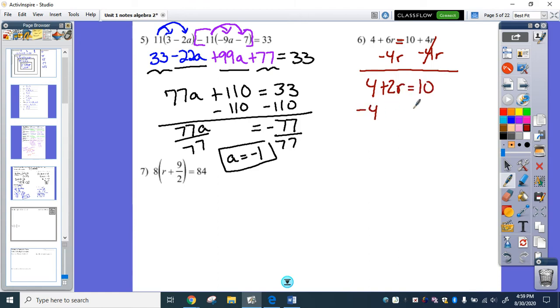Now I would subtract the whole numbers from each side, the smaller of the two if I can, which will leave me 2r equals 6. Divide both sides by 2, and we'll get r equals 3.